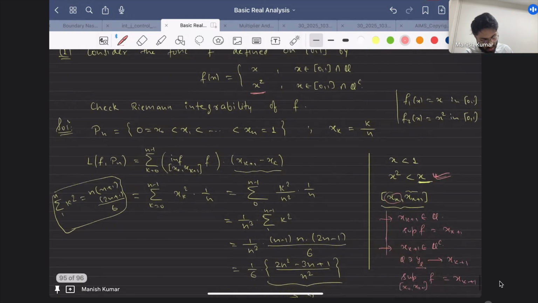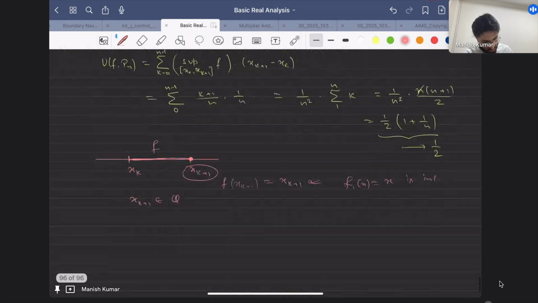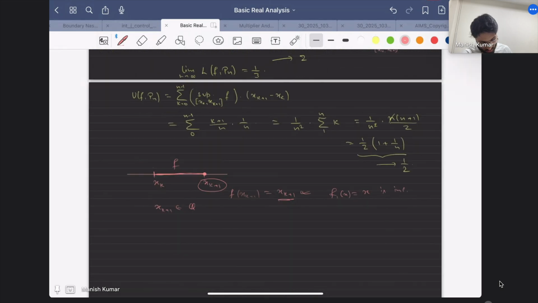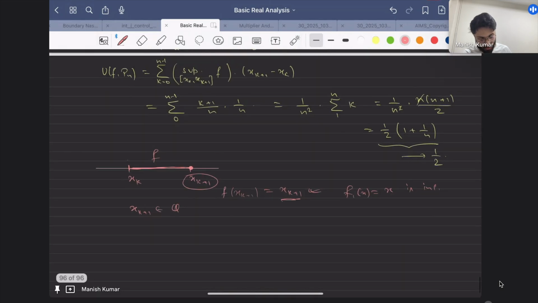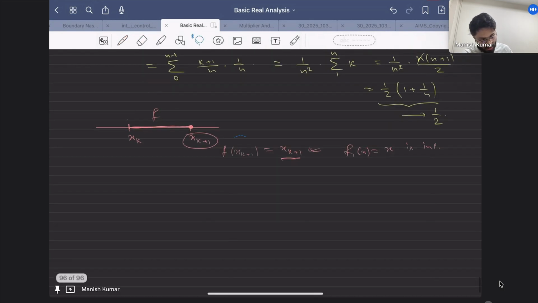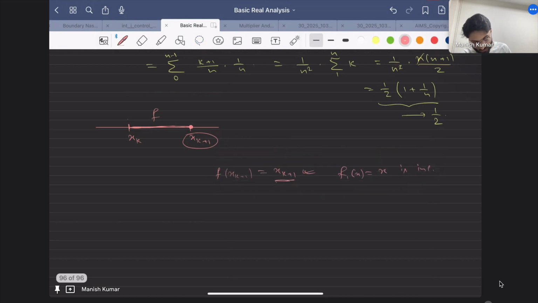I said it's x. So this is what I'm saying: when xk plus 1 is rational, this is clear. I'm explaining both the cases. So when xk plus 1 is rational, in that case this is clear. We have used the fact that f(x) equal to x is increasing, and the fact that x square is less than x. Using these two facts we can conclude this.